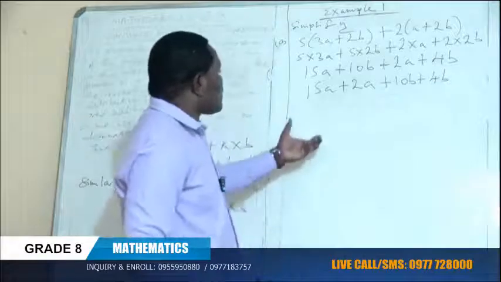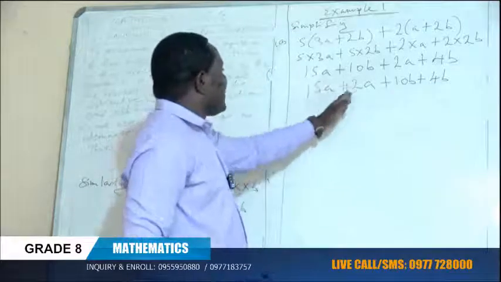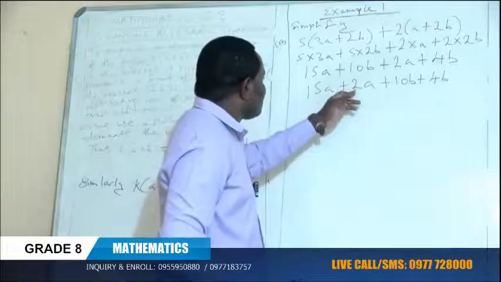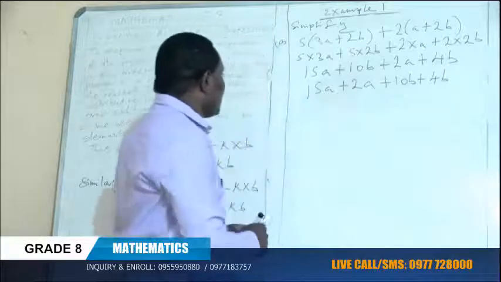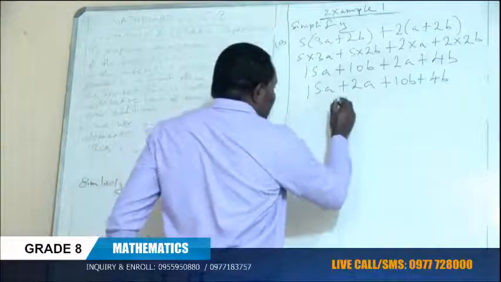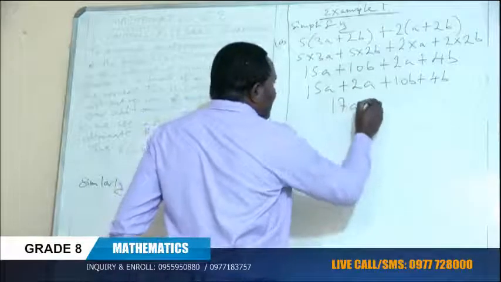Okay, we'll proceed. So we have paired like terms together. We have 15a plus 2a. We have coefficient 15 here and coefficient 2 here. So it will be 15 plus 2. We end up getting 17. Then we retain the variable here as a.